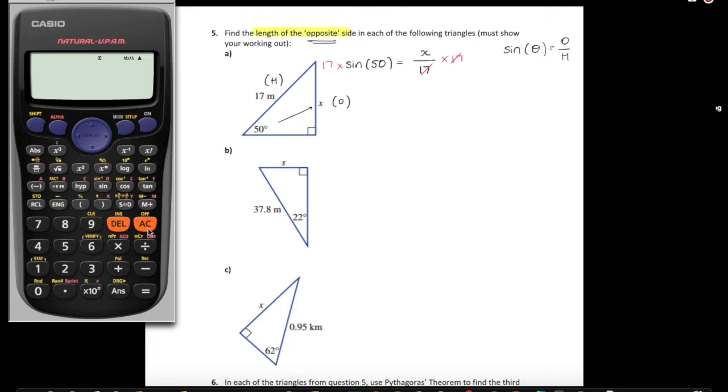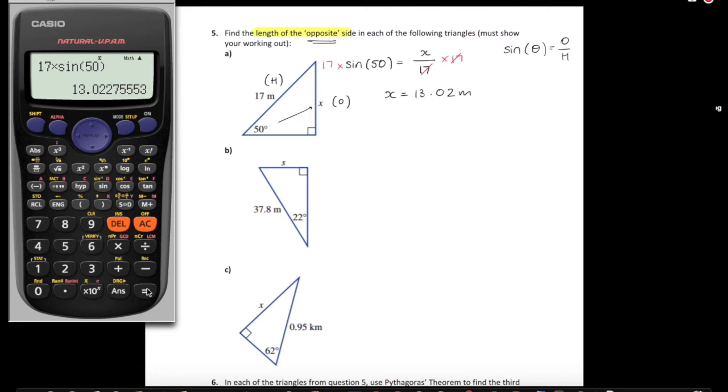So looking back at my calculator now, if I do 17 times sine of 50 degrees, I should be able to work out what my opposite is. And my opposite length here, x, is equal to 13.02 meters. So here what I've done is I set up my equation and then used that to find out what my opposite length is equal to.